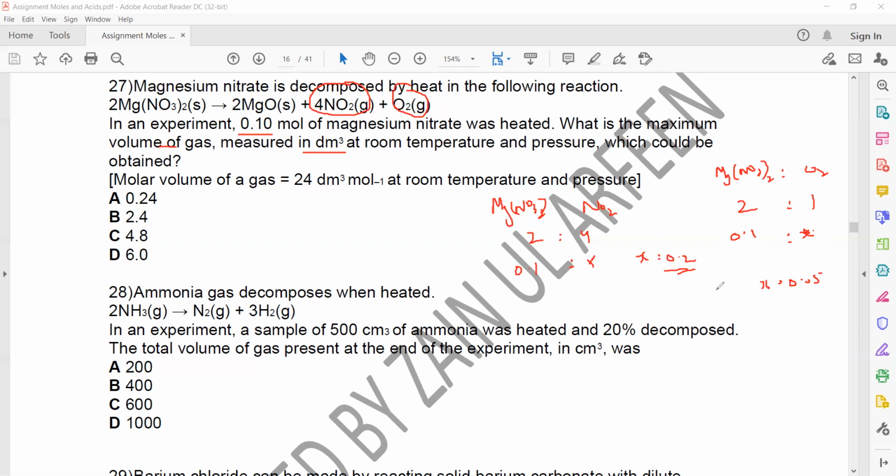So the total moles of the gas which we collect is 0.2 moles of nitrogen dioxide and 0.05 moles of oxygen. So the total moles will be 0.25. And then multiply by molar volume, which is 24. So moles multiplied by molar volume will give the volume. So 0.25 multiplied by 24 will give 6 dm cube of the gas. That's why D will be the right answer for this. Is it clear? Question 27.